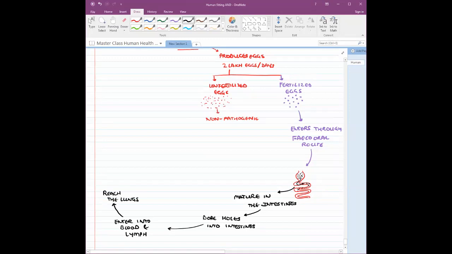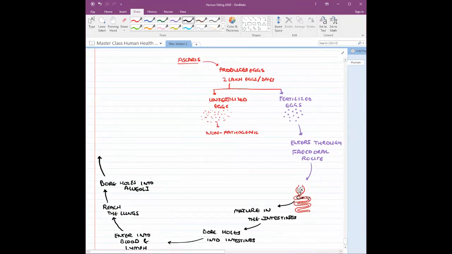Once again, as they reach the lungs, what are they going to do? They bore holes into the alveoli. As they bore holes into the alveoli, slowly they start moving into the trachea. From the trachea, they move towards the mouth. And sometimes, whenever you cough, suddenly they come into your mouth.